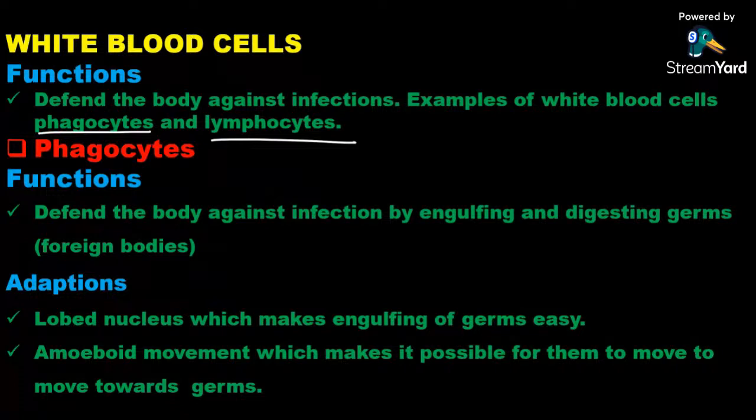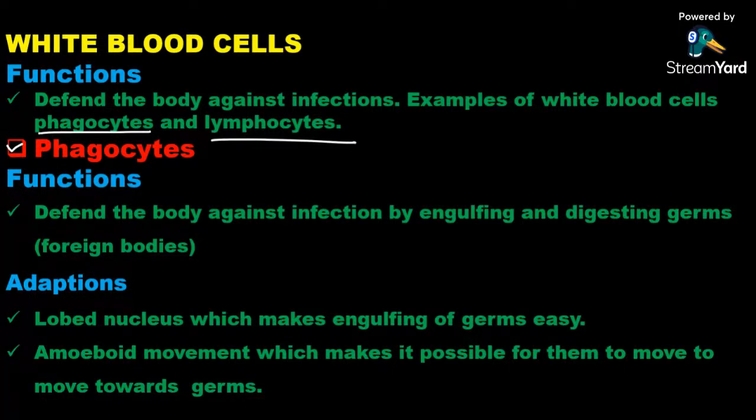The function of white blood cells is to defend the body against infection. Examples of white blood cells, we have phagocytes and lymphocytes. So we're going to start by discussing phagocytes. How do they defend? Both types of white blood cell defend the body against infection, but they do it differently. That is what distinguishes them.